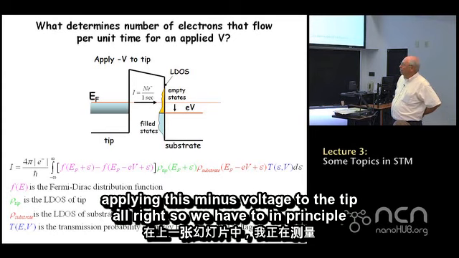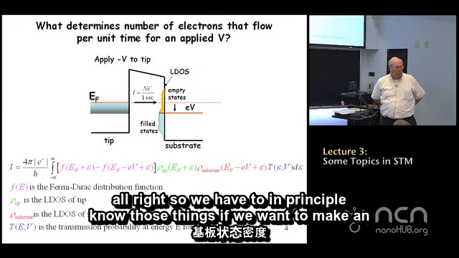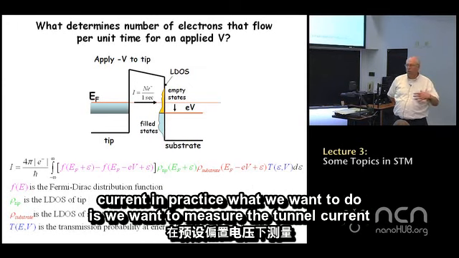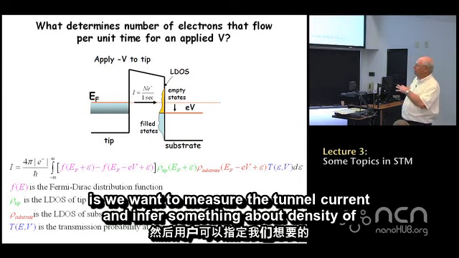Right? So we have to, in principle, know those things if we want to make an absolute calculation of the tunnel current. In practice, what we want to do is we want to measure the tunnel current and infer something about density of states.